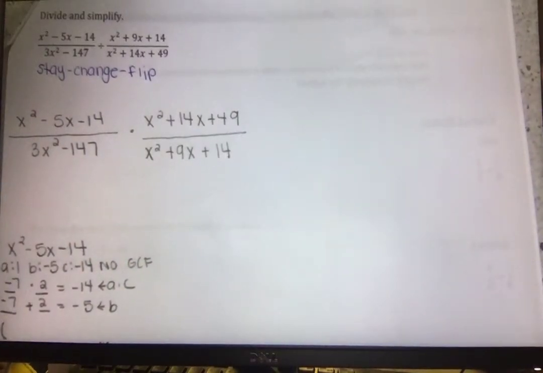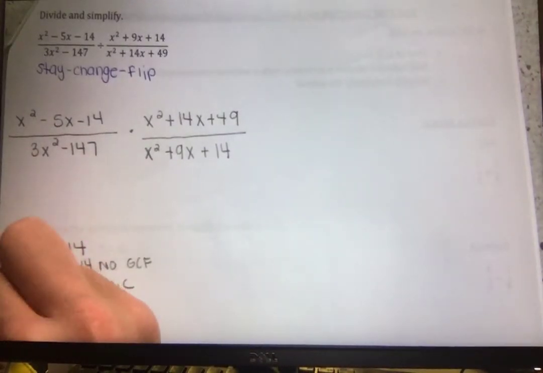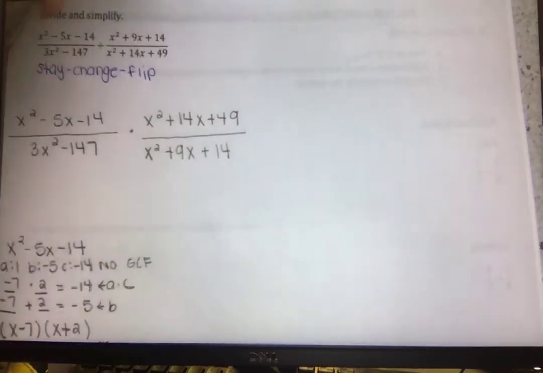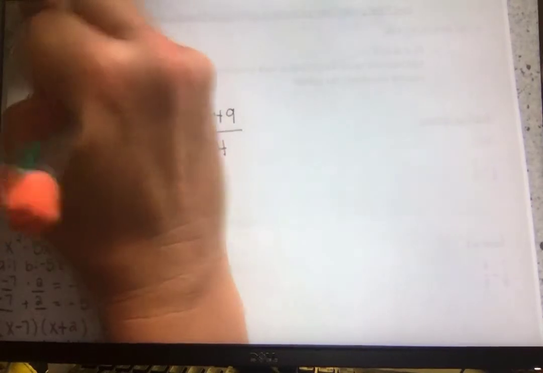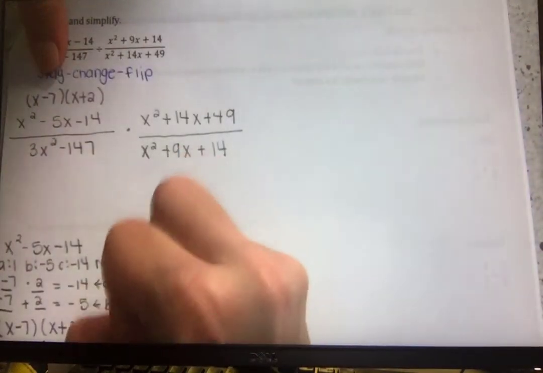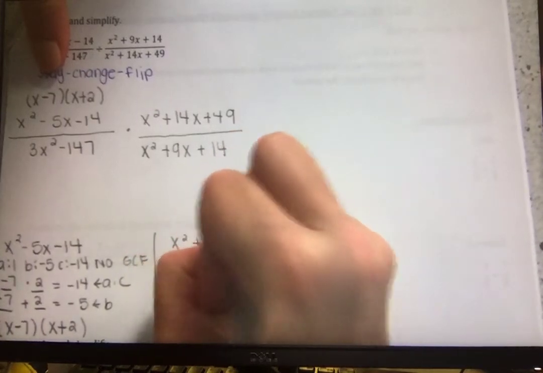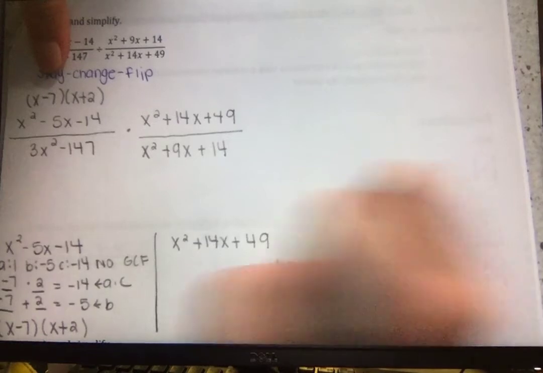7 times 7 is 49. 7 plus 7 is 14. Again, because A is 1, thankfully I can go straight to my factors of x plus 7 times x plus 7. So, just like a previous problem we've seen, I don't want to write it as x plus 7 squared because I want to see my factors. So I'm going to write it as x plus 7 times x plus 7.